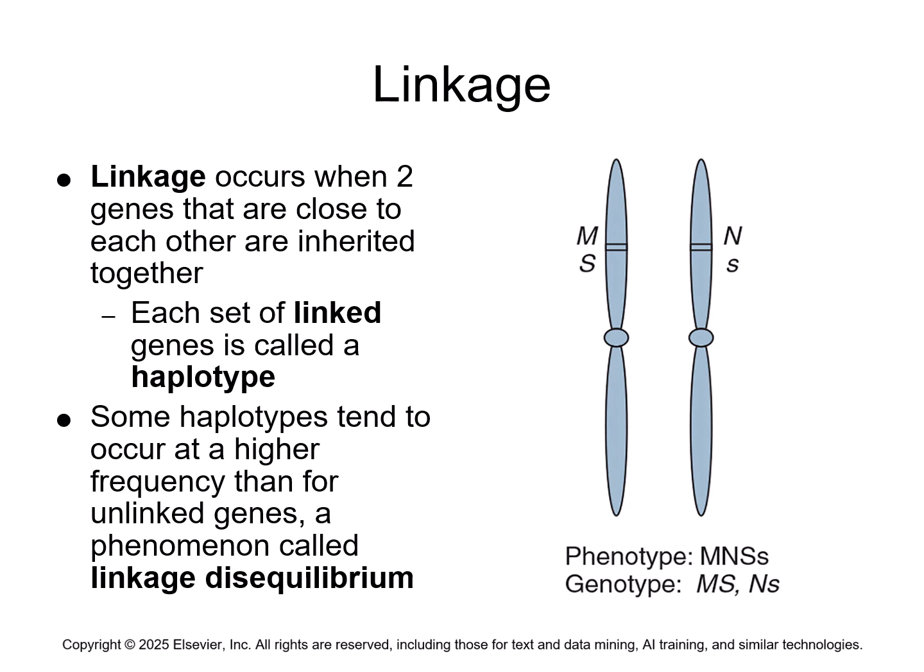Some haplotypes tend to occur at a higher frequency than for unlinked genes, and this is a phenomenon called linkage disequilibrium. The example here is the M, big S, and little s group. These are inherited together as a haplotype, and they occur at different frequencies. The frequencies that we see for these linked genes do not follow Mendelian principles, which is our clue that they are inherited as haplotypes. There's more information about this in your textbook.